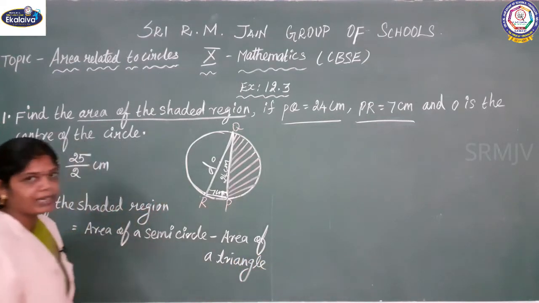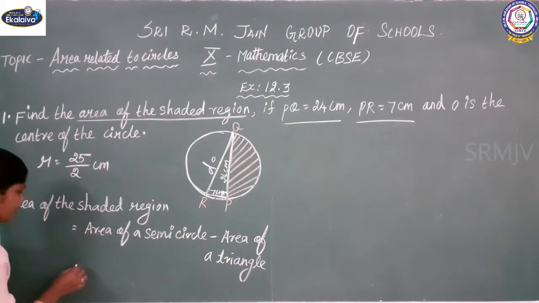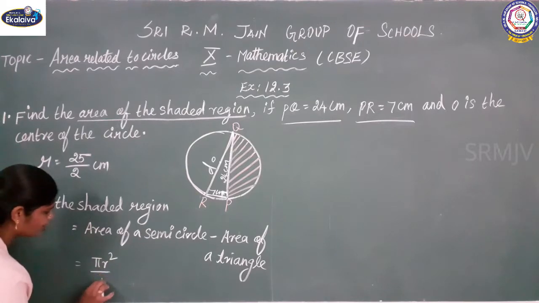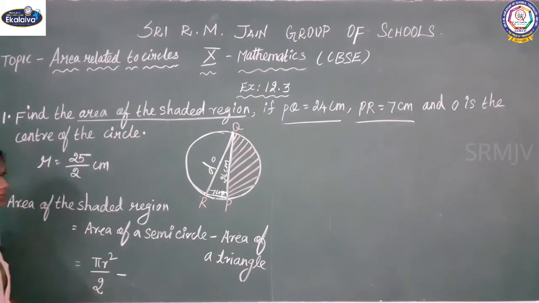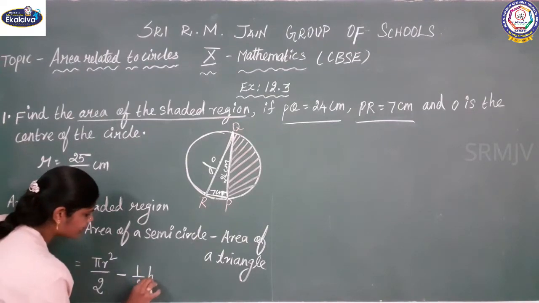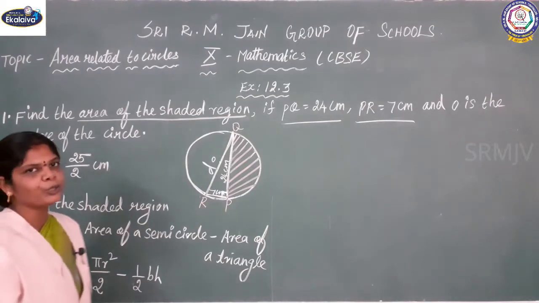First write the formula, children. What is the formula, children? Area of a semicircle, pi r square by 2, minus area of a triangle, half into base into height. What is the formula? Half into base into height.